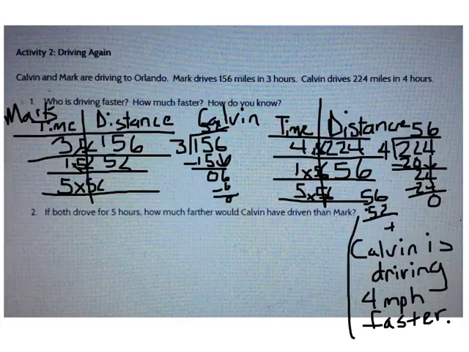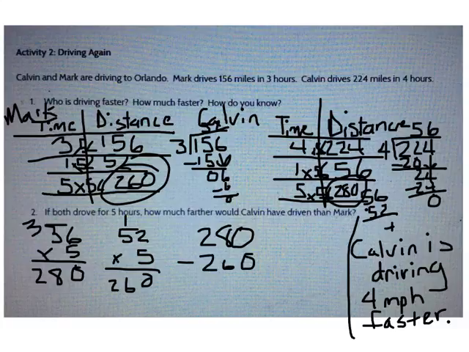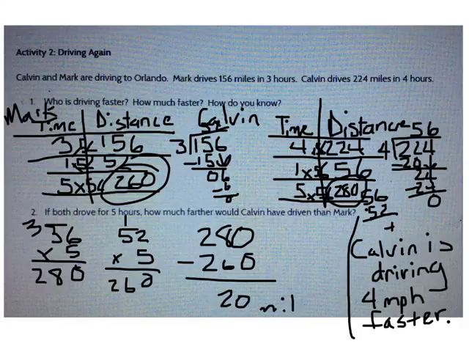How far does Mark drive in 5 hours? How far does Calvin drive in 5 hours? Mark drives 260 miles in 5 hours, and Calvin drives 280 miles in 5 hours. Now I can find the difference between the distances they drove. What's 280 minus 260? It's 20. Calvin drives 20 miles farther than Mark.